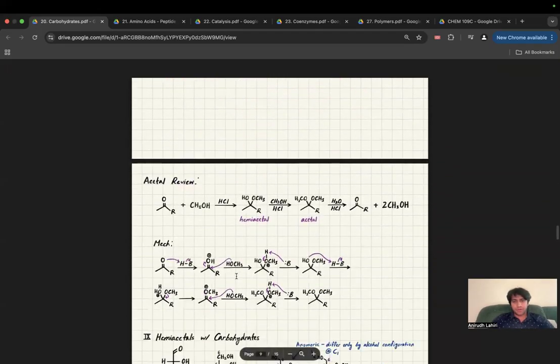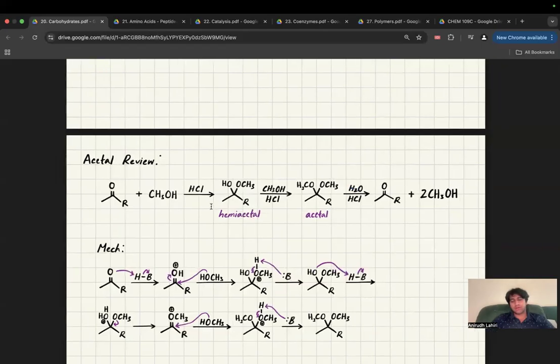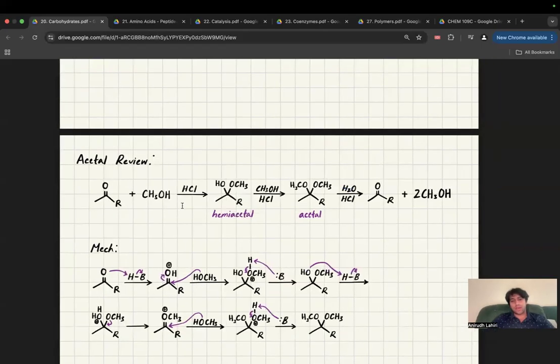All right, acetal review. Acetals are something that we covered last quarter. A hemiacetal is when we have just an OR and an OH. An acetal is when we have OR and OR.